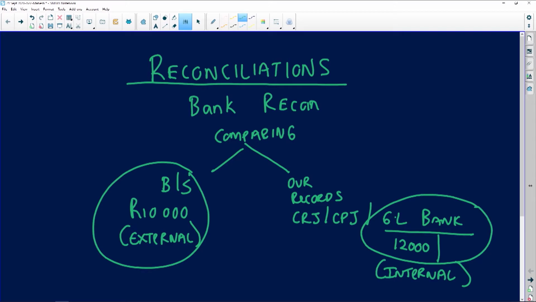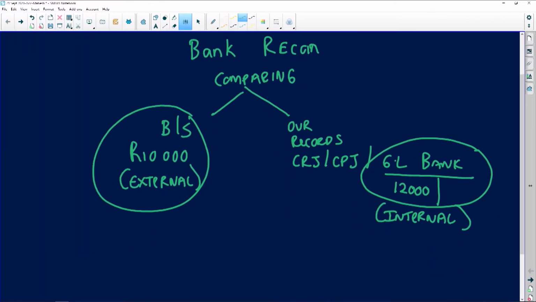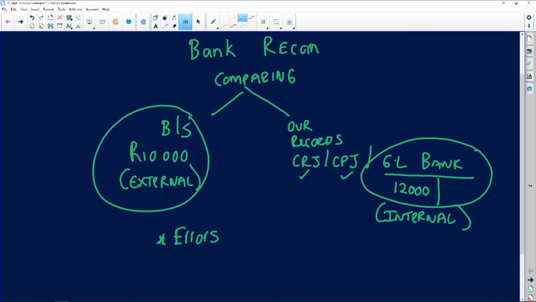Now remember, why would these amounts be different? Something that you did in grade 11. It could be due to errors. Sometimes we could have made certain errors in our CRJ or our CPJ, and the bank also could make certain errors. So by mistake, they debited your account twice for a debit order, or they paid out the incorrect check, or some kind of error was made by the bank. So there could be errors.